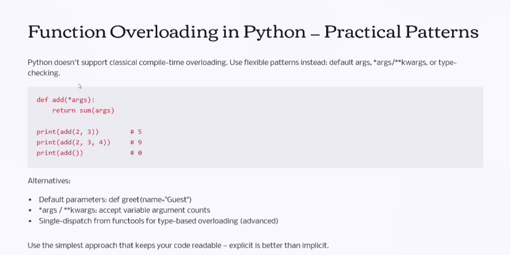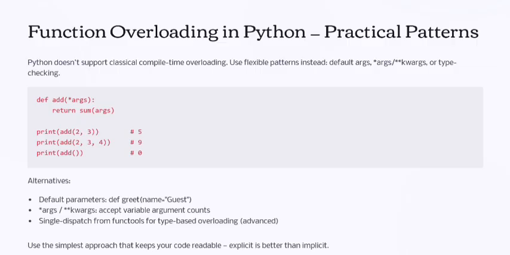Overloading using kwargs. Python also provides kwargs. It allows variable number of keyword arguments. For example, def display kwargs. This can accept different named values.